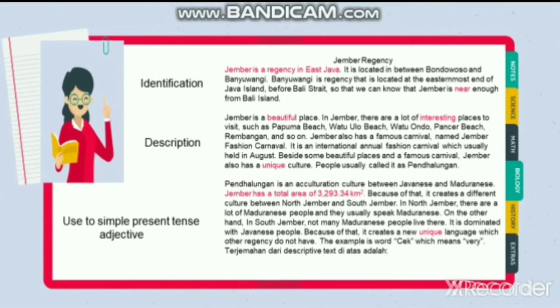And also descriptive text using adjectives. Okay, we can look for: interesting, near, beautiful, and unique. And using relating verbs like is and is.